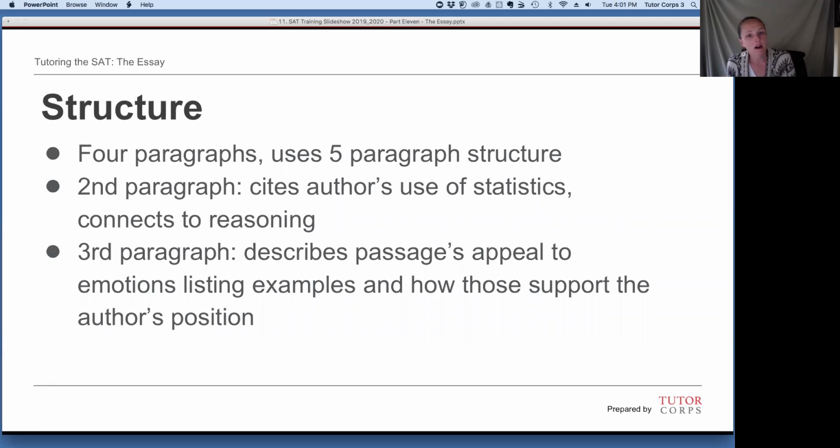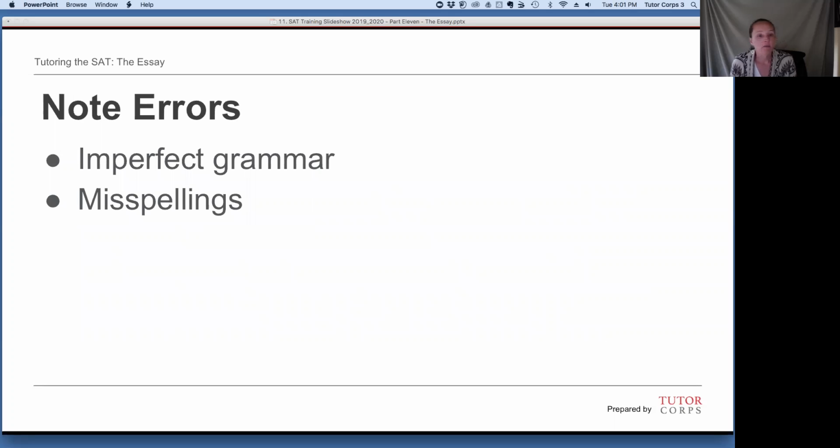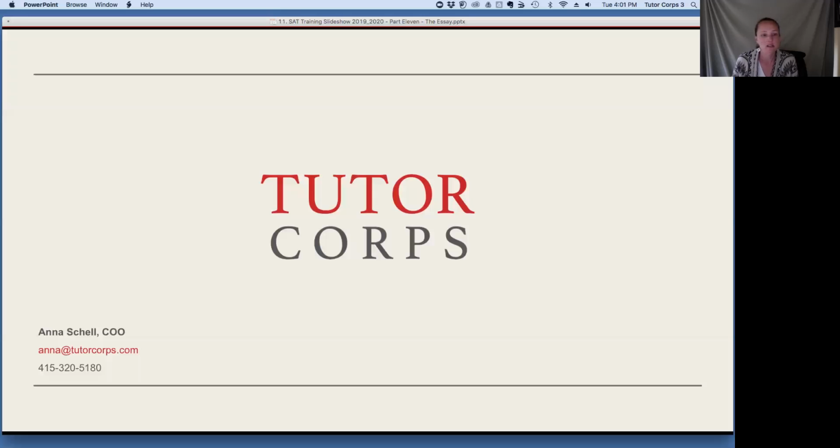The second paragraph cites statistics that the author uses, connecting them to his thesis, and then the third paragraph lists the author's appeals to emotion, using specific examples from the passage. You may note as you read through the sample that there are some small grammatical and spelling errors, and this is pretty typical of even perfect scoring essays. So overall, the essay on the SAT is extremely predictable, and students who are required to take it can pretty easily learn to crack the formula to get high scores in this section of the test.